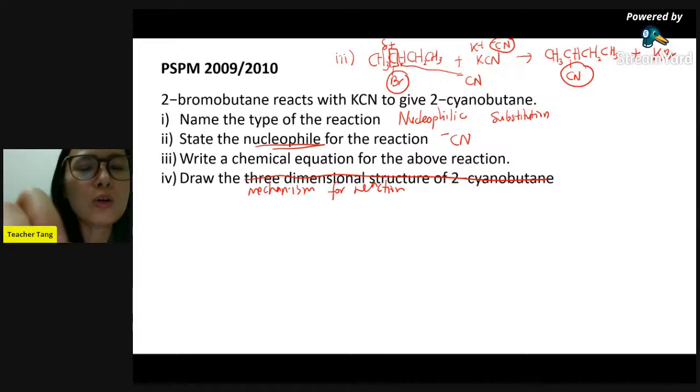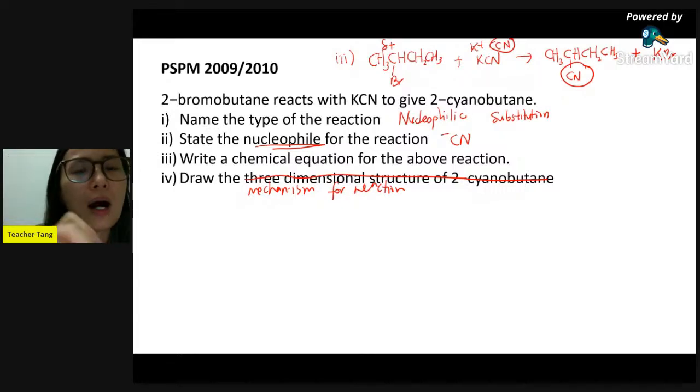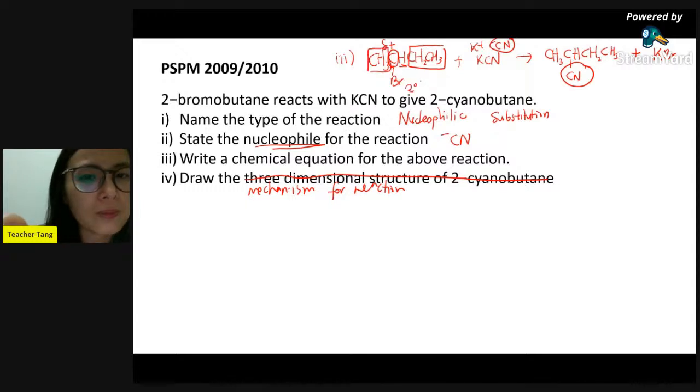Shall we have a look? To know whether it's SN1 or SN2, first we need to look at our haloalkane. Look at this haloalkane. Circle the reference carbon, there is one hydrogen. One hydrogen means two alkyl groups. So this is a secondary haloalkane.